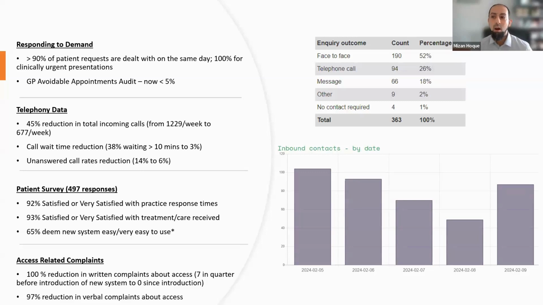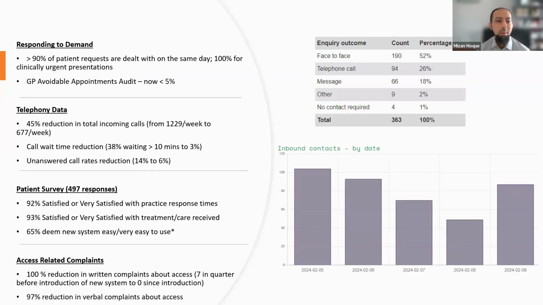There's been almost a halving of the number of phone calls coming in. Call wait times have reduced. So the percentage of people who used to wait for more than 10 minutes was around 40%. Now it's less than 3%. We want to get that to 0%. So it's still a work in progress. And our unanswered call rate has gone down from 14% to 6%.